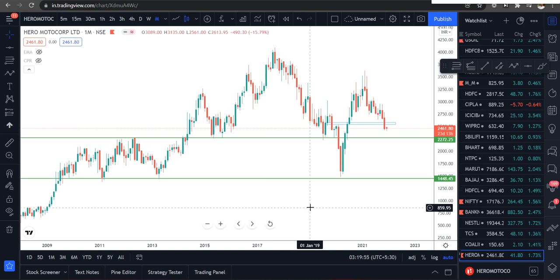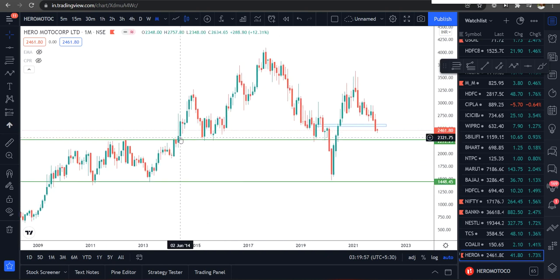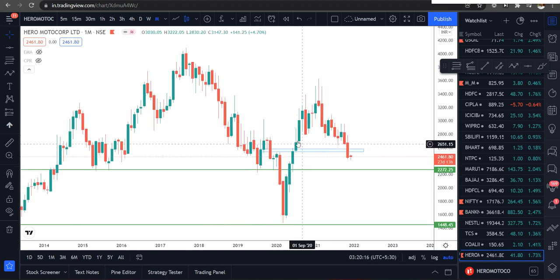So this is Hero MotoCorp, and you could see the lines I have drawn. This is a simple support and resistance. This is a resistance line, and it turns to support, and turns to support here again, and then it breached and went above this level. Now what I could expect is, I'm seeing a complete uptrend here. I will not be able to invest. I'm seeing a reversal at this point, right?